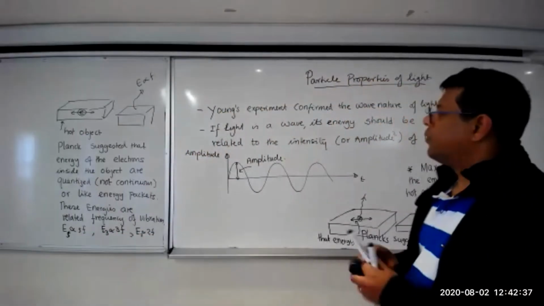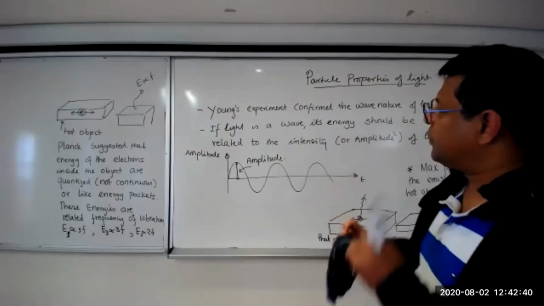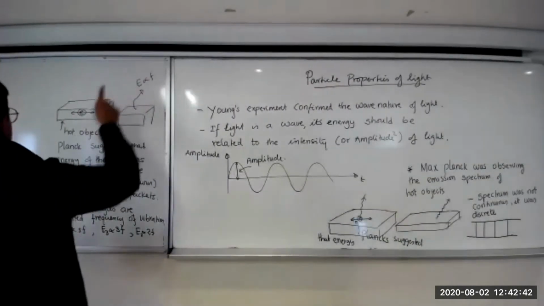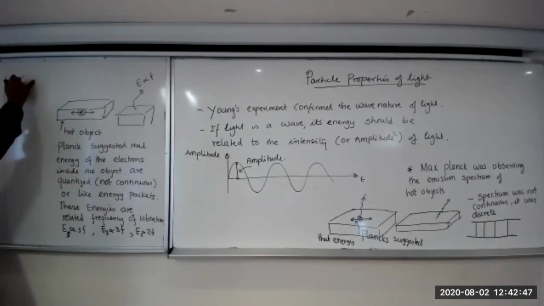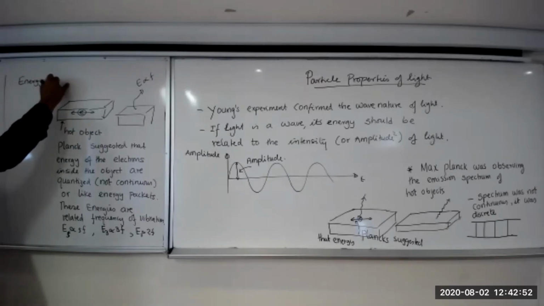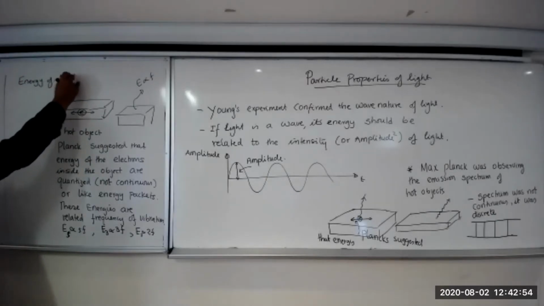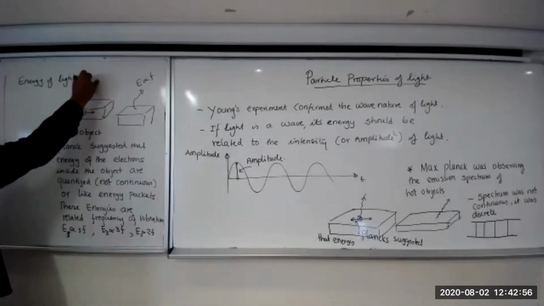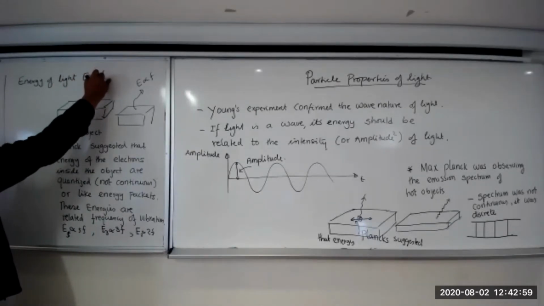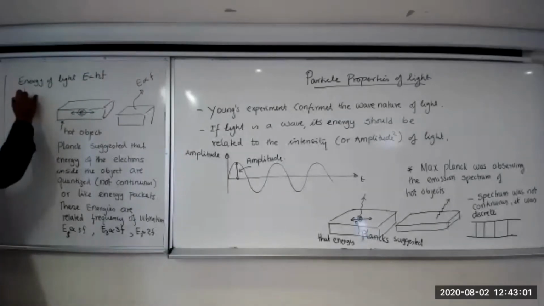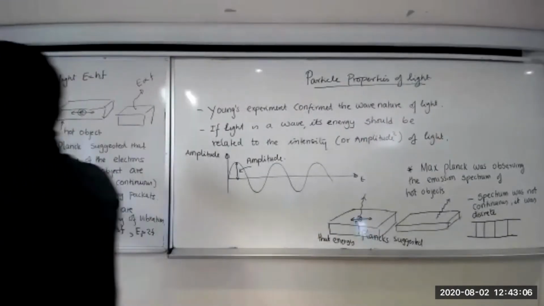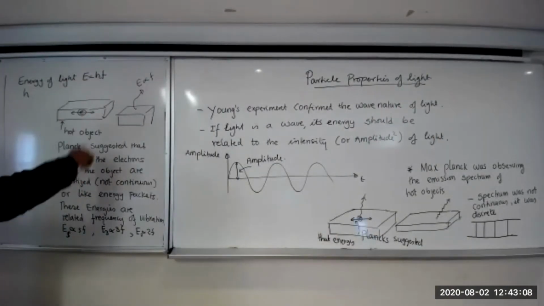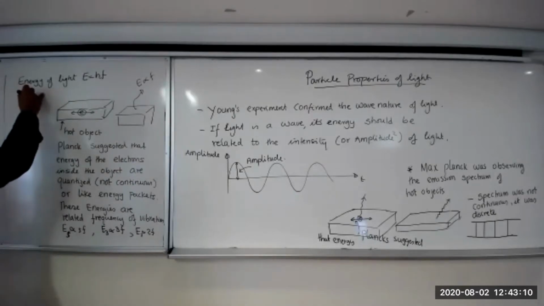Therefore he started to say the energy of these photons, or light coming out, he said is equal to hf. h is the Planck's constant. You guys see that part? Yes. h is the Planck's constant, a constant he introduced by experimental observation.